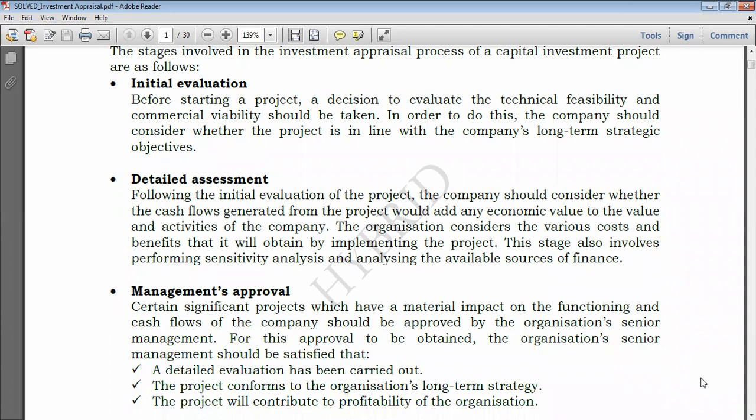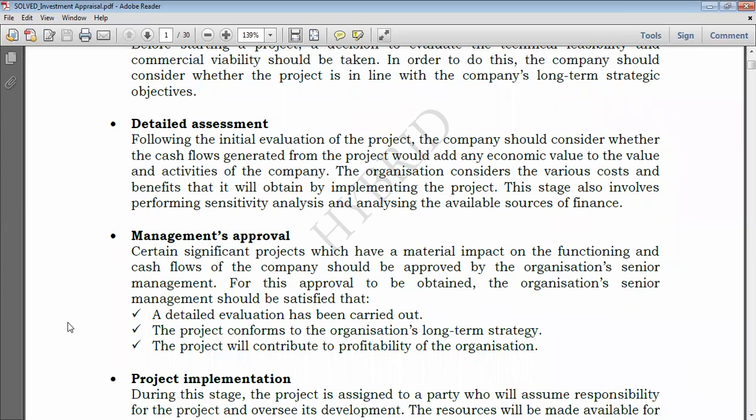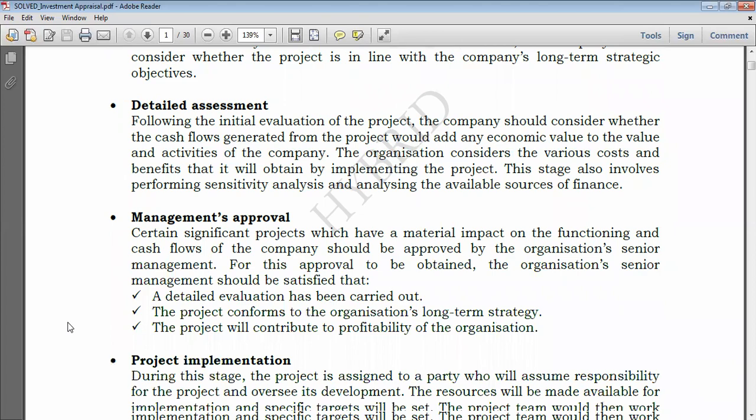So this is what management will check: maybe if a detailed evaluation has been carried out, maybe if the project conforms to the organization's long-term strategy. Actually, if a company undertakes a project, the project should usually be in line with the organization's strategy, not just any project will be done by the company. So if that is the case, you can proceed with the rest of the stages. After management approval, the project will be ready for implementation, so you go directly to the implementation stage.